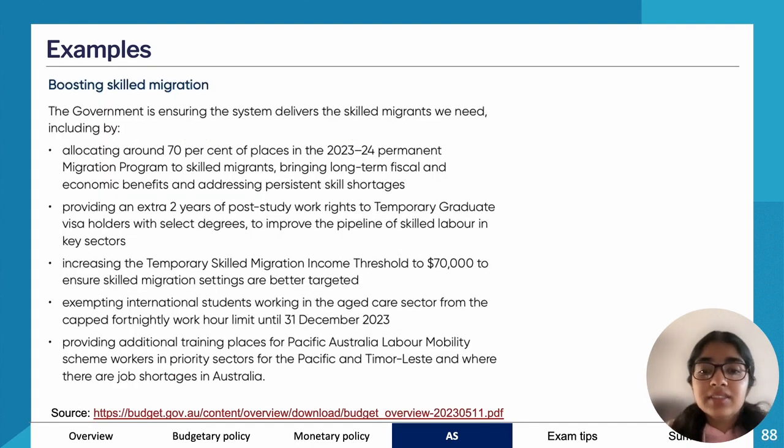Boosting skilled migration. This is another really great example. If we're having more skilled migrants coming into Australia and applying their skills to the workforce, it means that we're much more productive again. It means that we're able to work much more productively. These migrants can use those skills to improve productivity in the workplace.